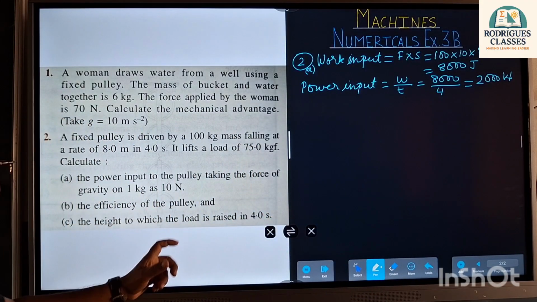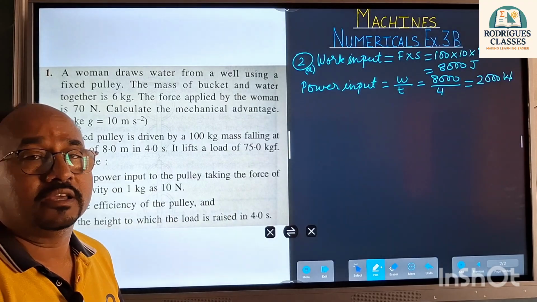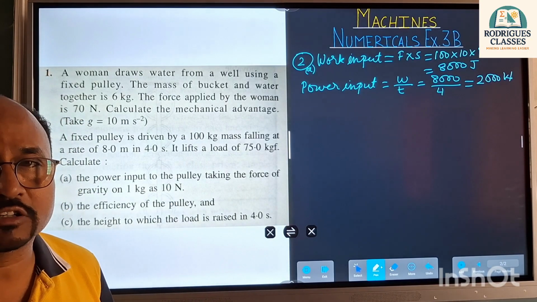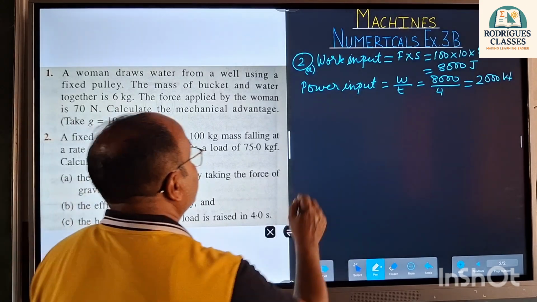Now after that, efficiency of the pulley is asked. Efficiency is mechanical advantage by velocity ratio. So first let us find the mechanical advantage of this.